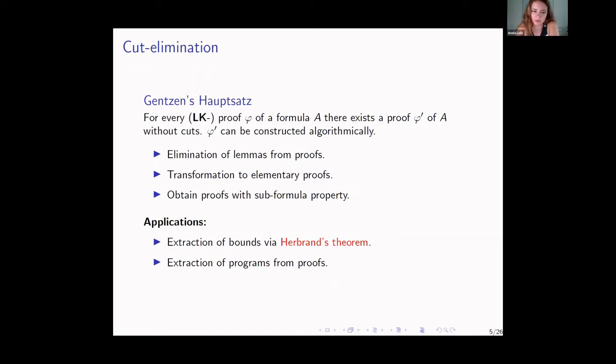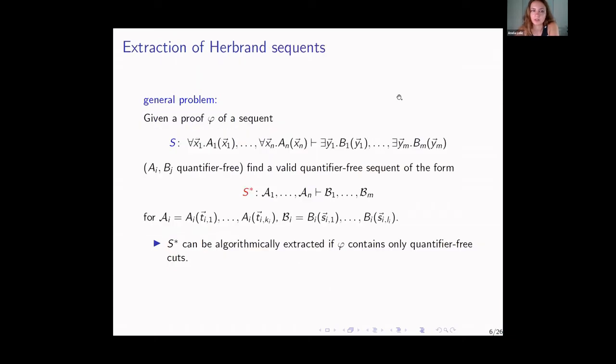So people are dealing with the extraction of programs from proofs based on Gödel's Dialectica interpretation, but also the extraction of upper or lower bounds on the quantified variables that occur in a theorem. This is based on Herbrand's theorem, and what we are working on is the extraction of Herbrand sequents. When we compare it to Gentzen, it's just a mid-sequent.